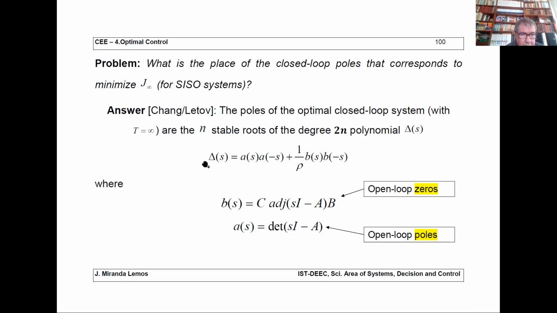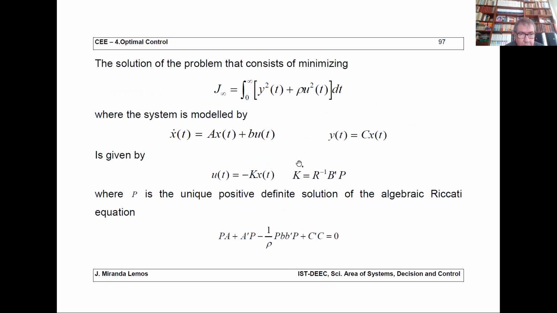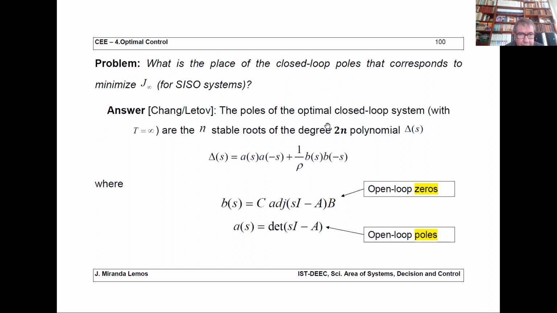Now, you form this polynomial delta of s, which is made of A of s times A of minus s plus 1 over rho times B of s times B of minus s. Rho is the weight on the manipulated variable part of the cost. So remember that A and B are the denominator A and the numerator B of the transfer function.